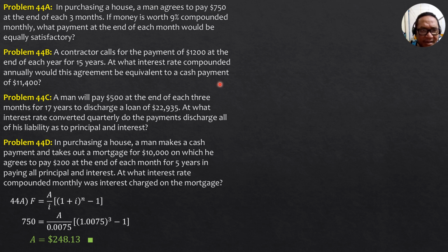So P equals A over i, quantity 1 minus quantity 1 plus i to the negative n, where P is equal to 11,400, A is $1,200, i is also nominal rate over 1, so this is automatic, the interest compounded annually, and n is 15. So substitute: 11,400 equals 1,200 over i, quantity 1 minus quantity 1 plus i to the negative 15.